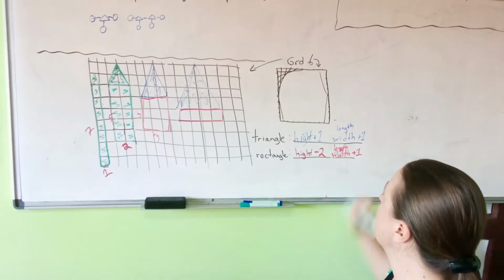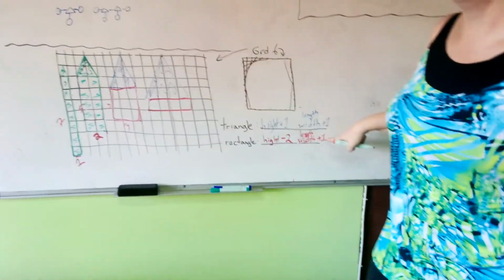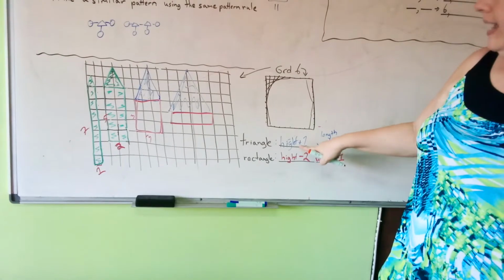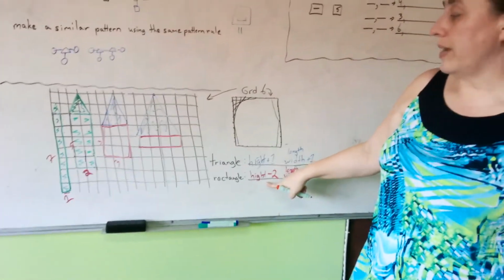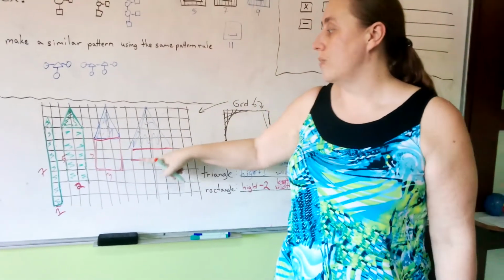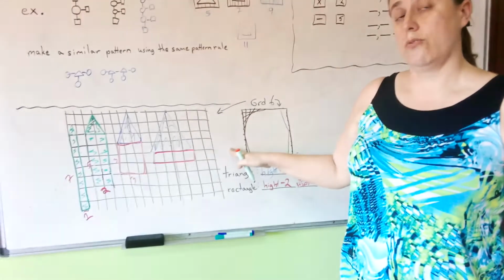Plus 1. So the width or length of both of these increases the same, plus 1. But the height here increases by 1. That's why the triangle is getting taller. But the rectangle increases minus 2. That's why the height is getting shorter on the rectangle. Grade 6s, you're going to have a lot of work like this.